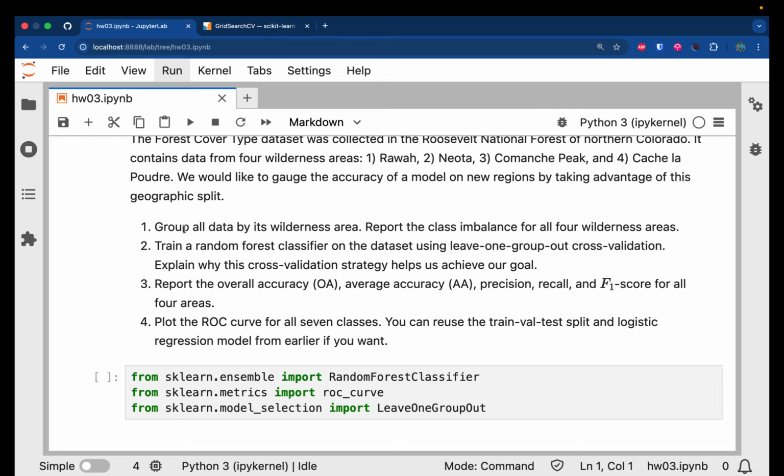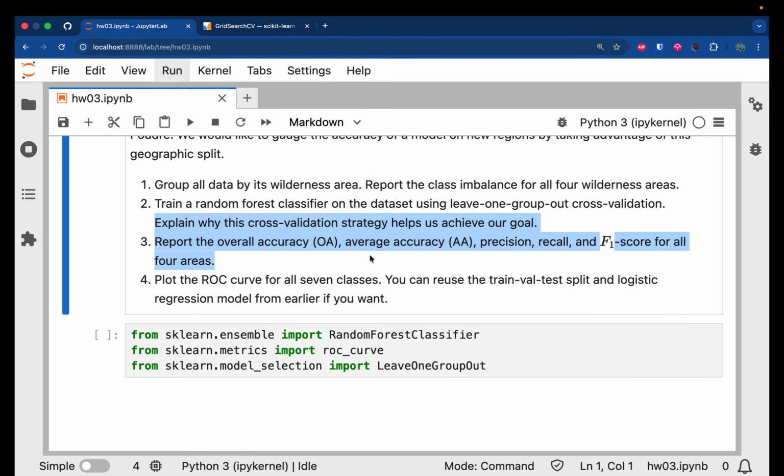So you're going to group all the data by wilderness area. Again, report class imbalance for these 4 areas. So you should notice that these 4 areas look very different. They contain different kinds of trees. Instead of using logistic regression, use a random forest classifier and use this leave one group out cross-validation strategy. So train on 3 places, test on the 4th place, rotate.